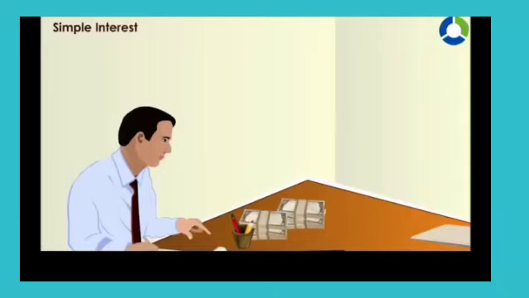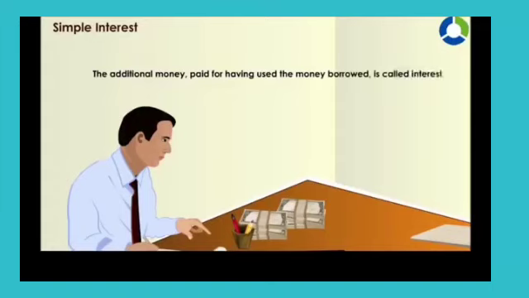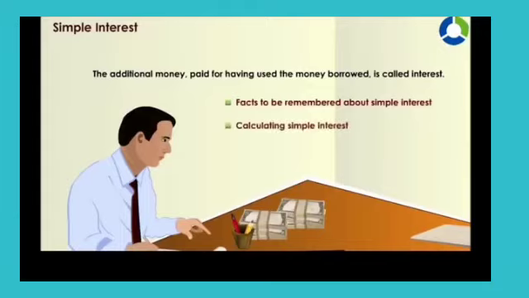Sometimes, in need, we borrow money. This money we borrow from a bank or from a money lender. While returning this money, after using it for a certain time, we pay some additional money along with the sum of money borrowed. This additional money paid for having used the money borrowed is called interest. In this chapter, we will study facts to be remembered about simple interest and calculating simple interest.